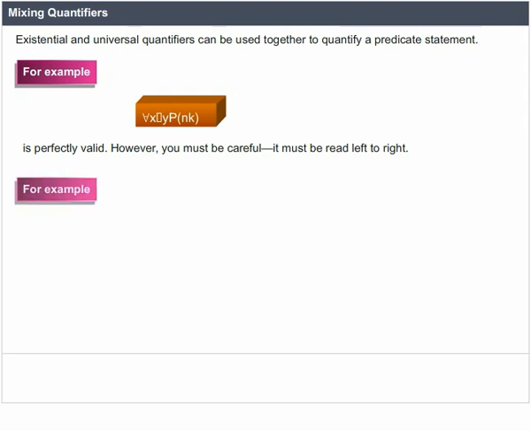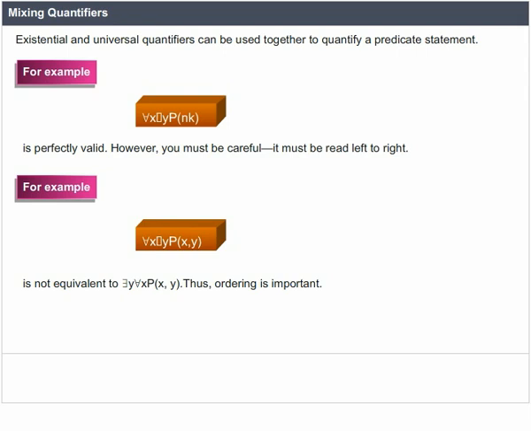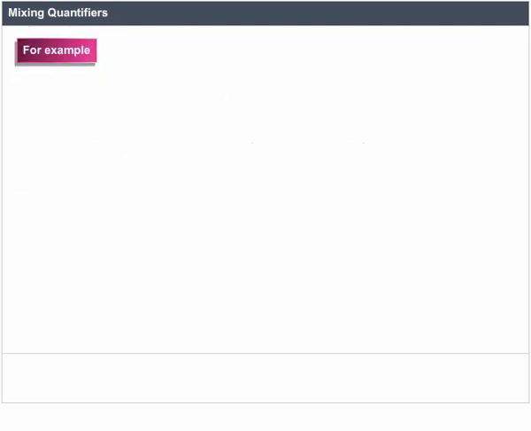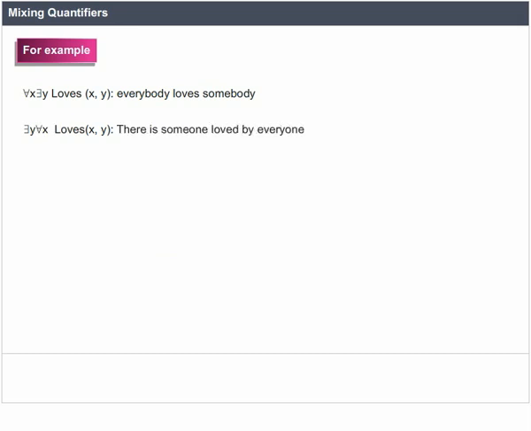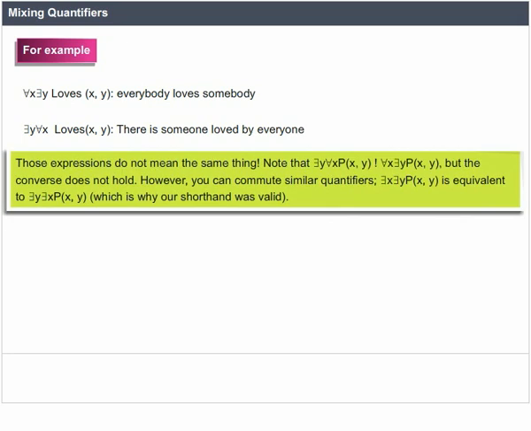For example, for every x, there exists y, P(x, y) is not equivalent to there exists y, for every x, P(x, y). This ordering is important. For every x, there exists y, loves(x, y): everybody loves somebody. There exists y, for every x, loves(x, y): there is someone loved by everyone. Those expressions do not mean the same thing.